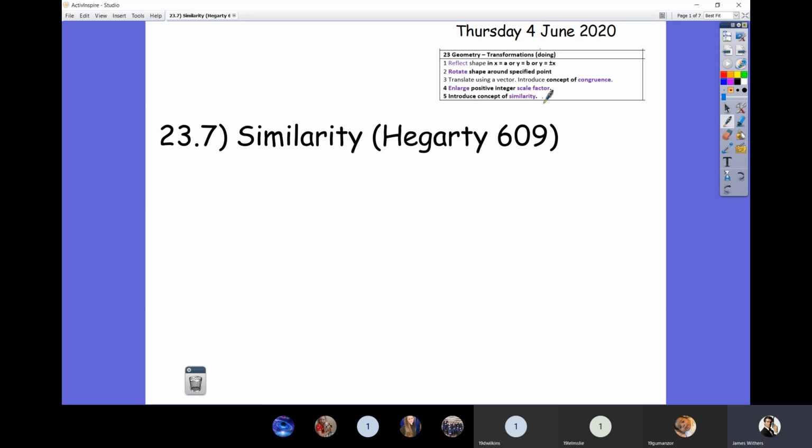Now similarity, or similar shapes, are shapes that are bigger or smaller than each other, but they are proportionally the same. So you might just have a rectangle that's twice as big, or a triangle that's half the size. Okay, so similar shapes can be bigger or smaller, but they are effectively the same shape. It's just got a bit bigger or a bit smaller.